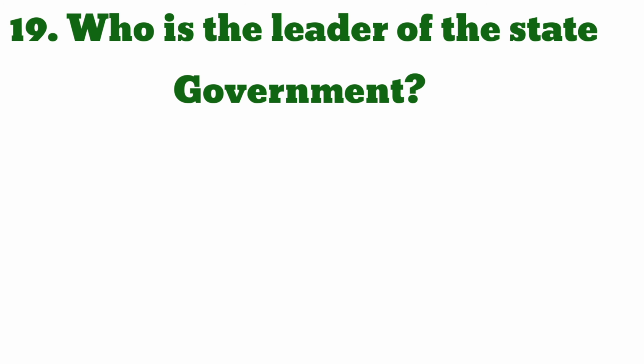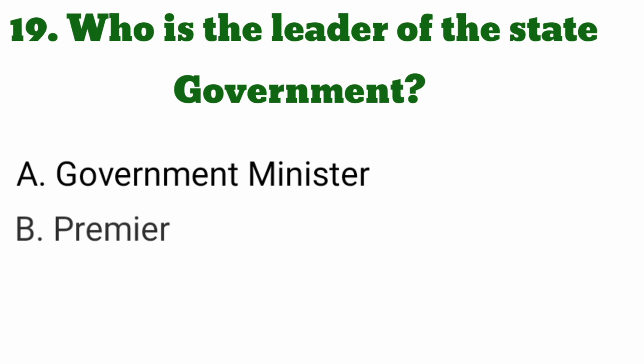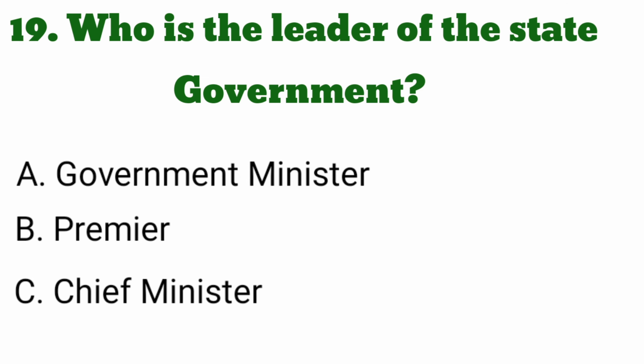Number 19. Who is the leader of the state government? Letter A, Government Minister. Letter B, Premier. Letter C, Chief Minister. The answer is letter B, Premier.